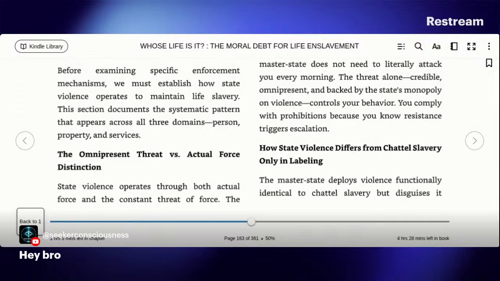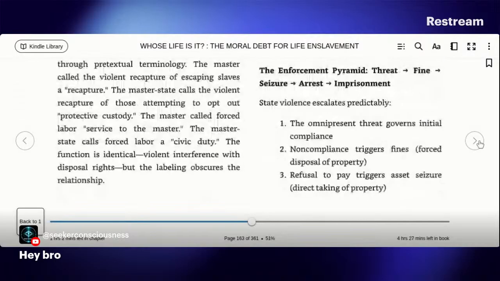How state violence differs from chattel slavery only in labeling. The master state deploys violence functionally identical to chattel slavery, but disguises it through pretextual terminology. The master called the violent recapture of escaping slaves a recapture. The master state calls the violent recapture of those attempting to opt out protective custody. The master called labor service; the master state calls forced labor a civic duty. The function is identical, violent interference with disposal rights, but the labeling obscures the relationship.